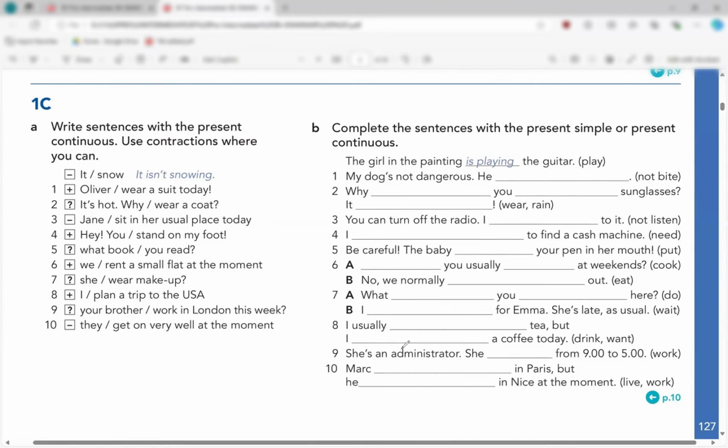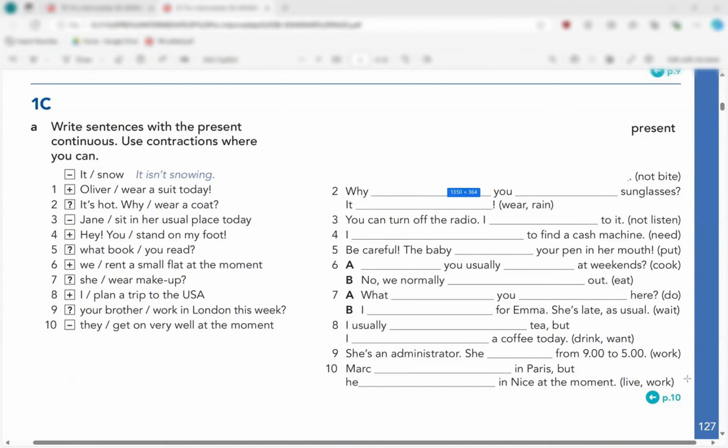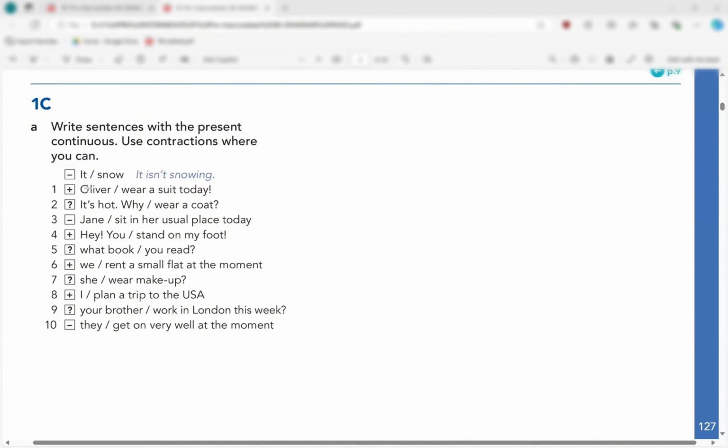So to have bigger space, I'm going to clear this B side first. Just give me a second. There you go, like that. I think that's better now. And I'm going to start working on it. So minus means negative. So it's snow. It isn't snowing, right? It isn't snowing. Plus means positive. So Oliver is he. So where is the verb? We're being asked present continuous.